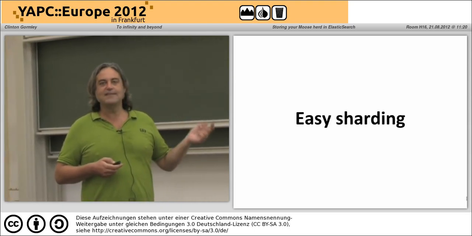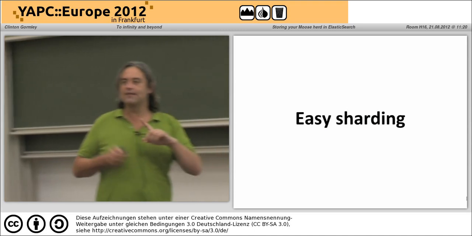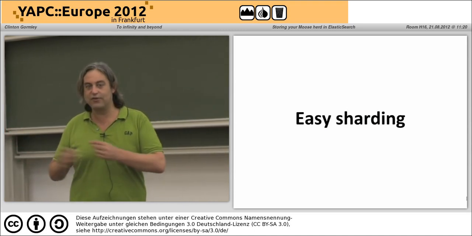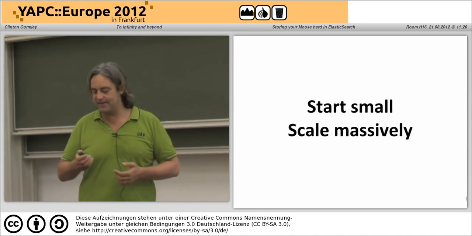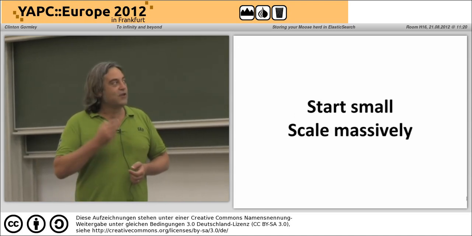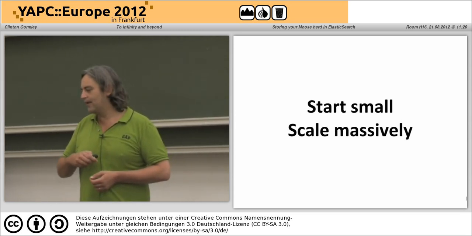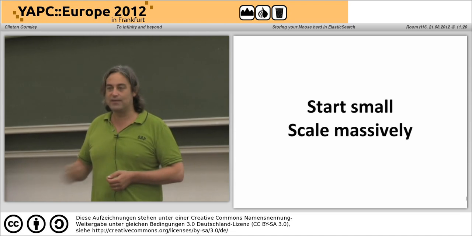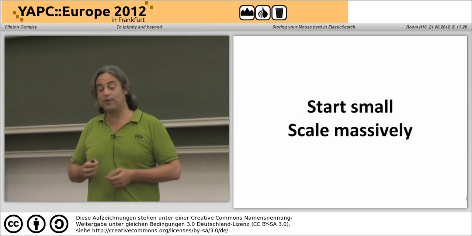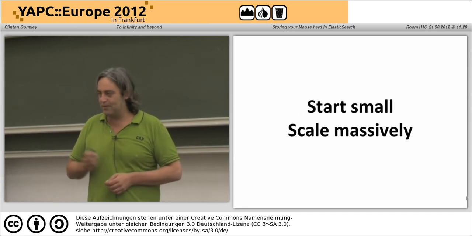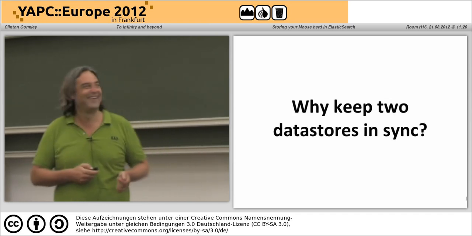It gives you really easy and flexible sharding in a way that you can write your application once and forget about it. It's not that you have to revisit the whole concept later on. You can start small with it and scale massively. There are people running hundreds of billions of docs with Elasticsearch, and there are people running on half a gig VMs, which isn't recommended, but it's doable.